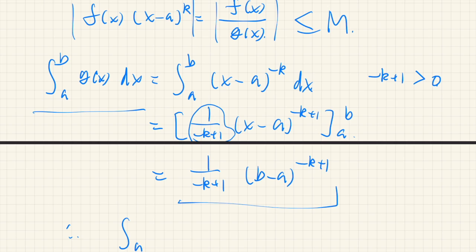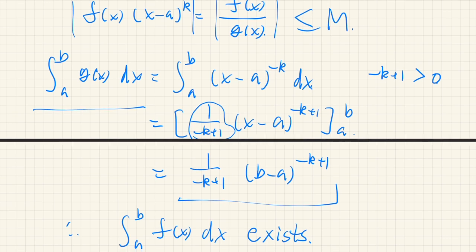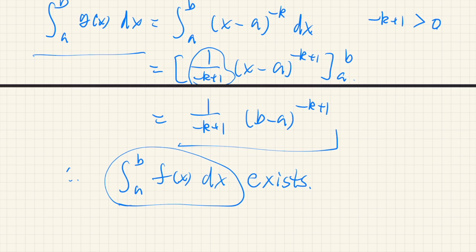Therefore, this integral of f of x from a to b also exists. Although we don't know the value of this, we do know that it exists. It doesn't diverge. Okay, that's all for this video.